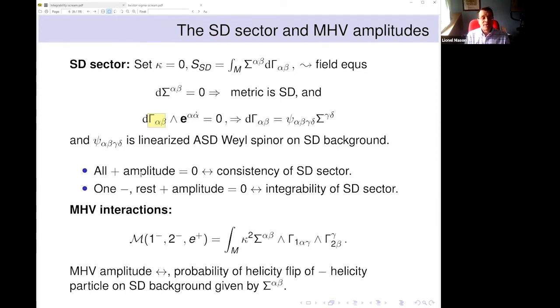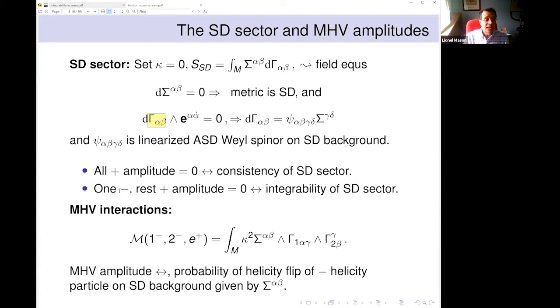So how does this relate to amplitudes? If you want to expand around the self-dual sector, first of all, you have to know that the plus and the minus helicity, the self-dual and the anti-self-dual parts, are canonically conjugate. And so the only way you can get an all-plus amplitude is if a self-dual linear field turns into an anti-self-dual linear field as it crosses a self-dual background. Well, that would only be possible if the self-dual sector wasn't consistent. So the all-plus amplitude vanishes.